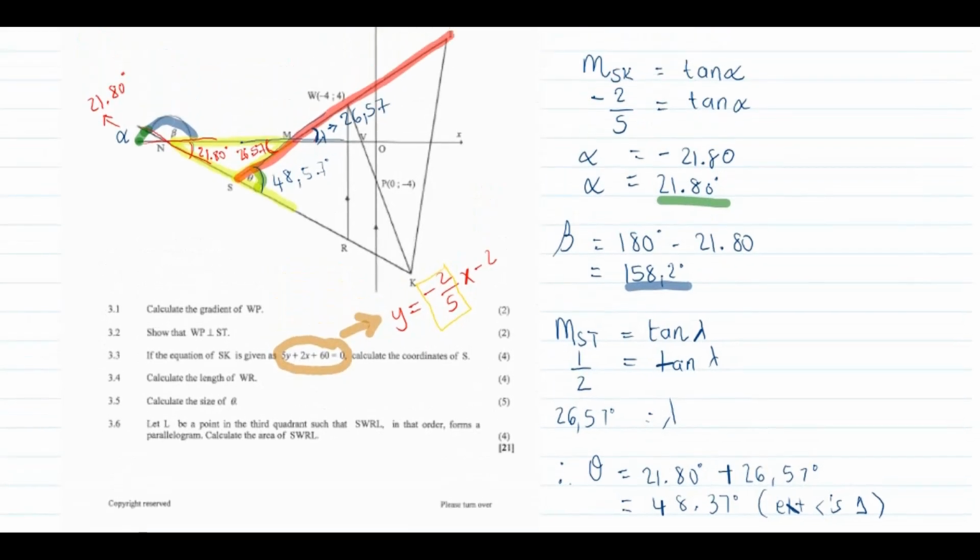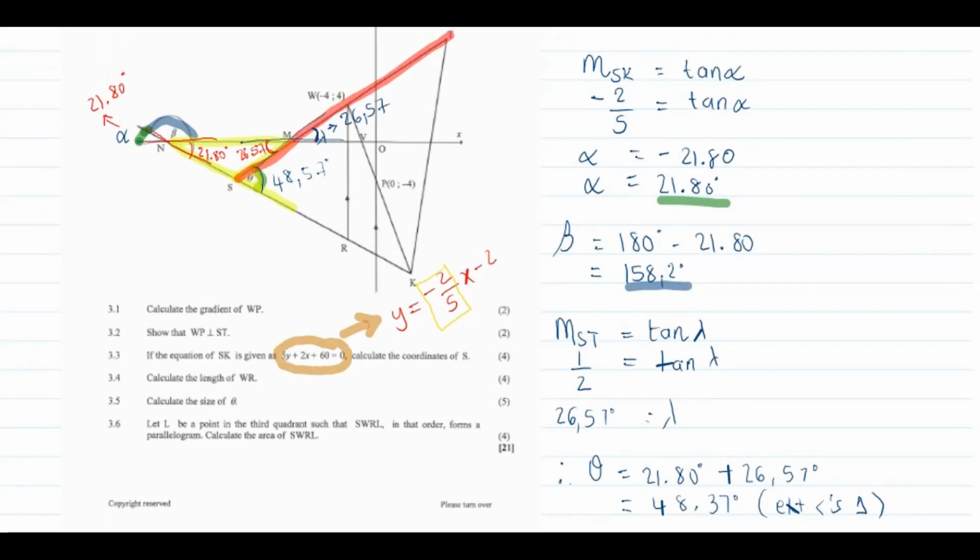Okay, so just a quick recap of question 3.5 because it's very important. The first thing is we needed to calculate the size of our theta. What we already see is that the line SK is making an angle with the x-axis. So we're going to start off by calculating that angle that is created by our line SK and our x-axis.